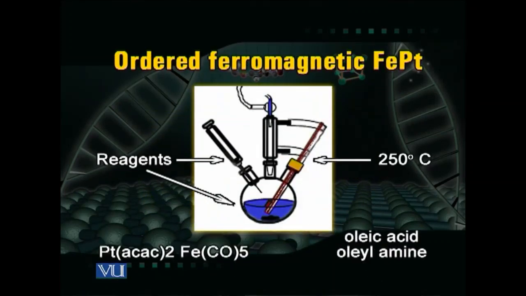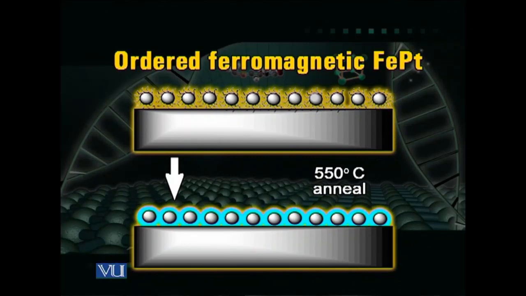I can also make ordered magnetic particles in this colloidal process. So the cartoon shows again the process. There's a particular compound that carries platinum with it and another compound that has iron. I inject them in a particular bath, and from that I get iron platinum particles.